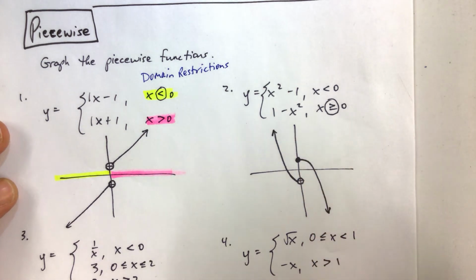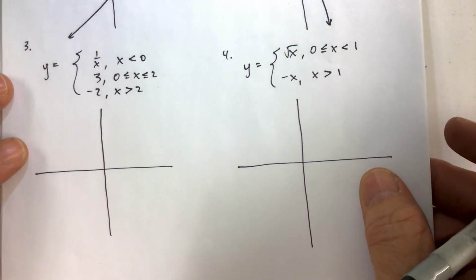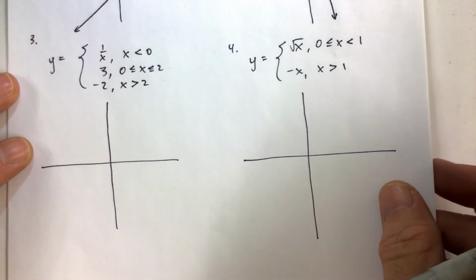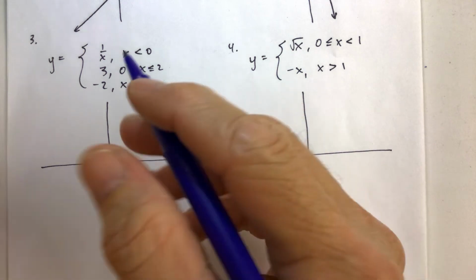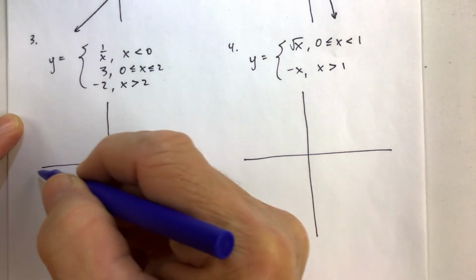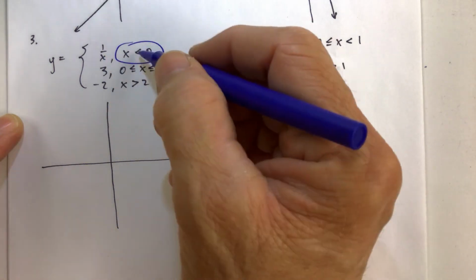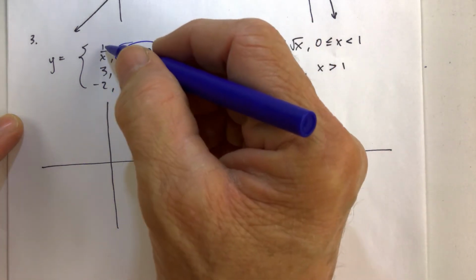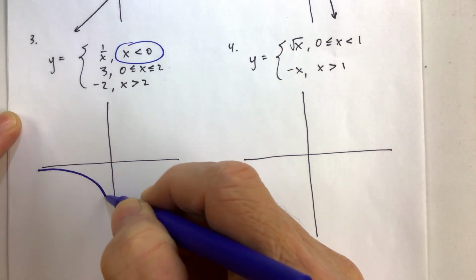Okay, and that's it. So let's see if we can squeeze these other two in here. Now we know what y equals 1 over x looks like. I'll start doing my graphs in pen and blue. So y equals 1 over x is up in the first quadrant and down in the third quadrant, but we're only allowed to use this piece when x is less than 0. So we'll just draw the graph like that.